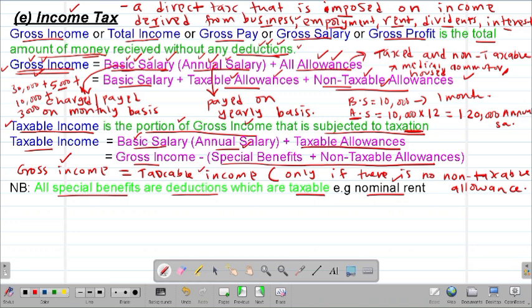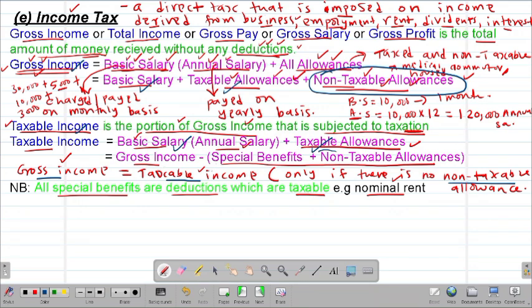So in short, if you compare these two formulas, the basic salary plus taxable allowances, with the basic salary plus the taxable allowances plus the non-taxable allowances, you realize that the only difference between the gross income and the taxable income is the non-taxable allowances. So if in a question there is no non-taxable allowance given, then the gross income will be equal to basic salary plus taxable allowance. You can also see that taxable income will still be equal to basic salary plus the taxable allowances. If there is no non-taxable allowance, then for that case, the gross income will always be equal to the taxable income. However, if non-taxable allowance is given, then the taxable income will be equal to gross income minus the non-taxable allowances.